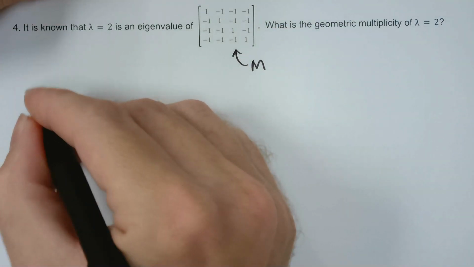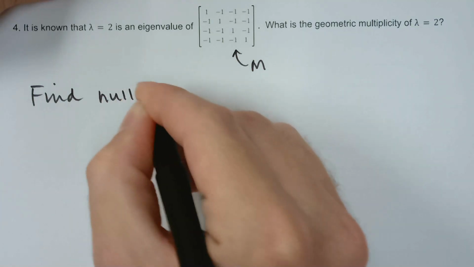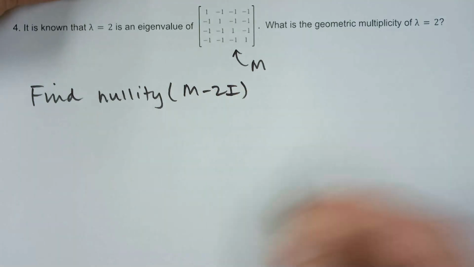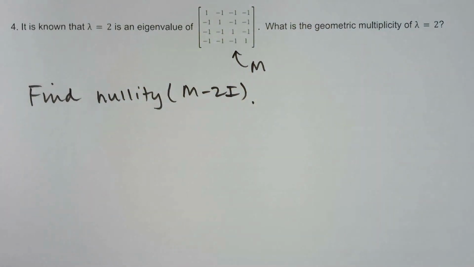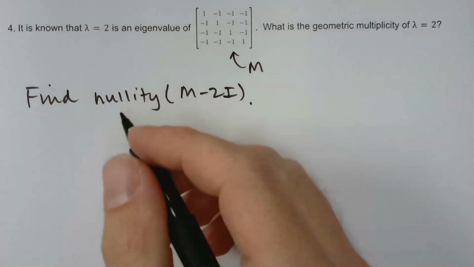I want to find the nullity of M minus 2I. Okay, because the geometric multiplicity is the dimension of the eigenspace. The eigenspace is the null space of M minus 2I. So that's why we're looking for the nullity. All right.